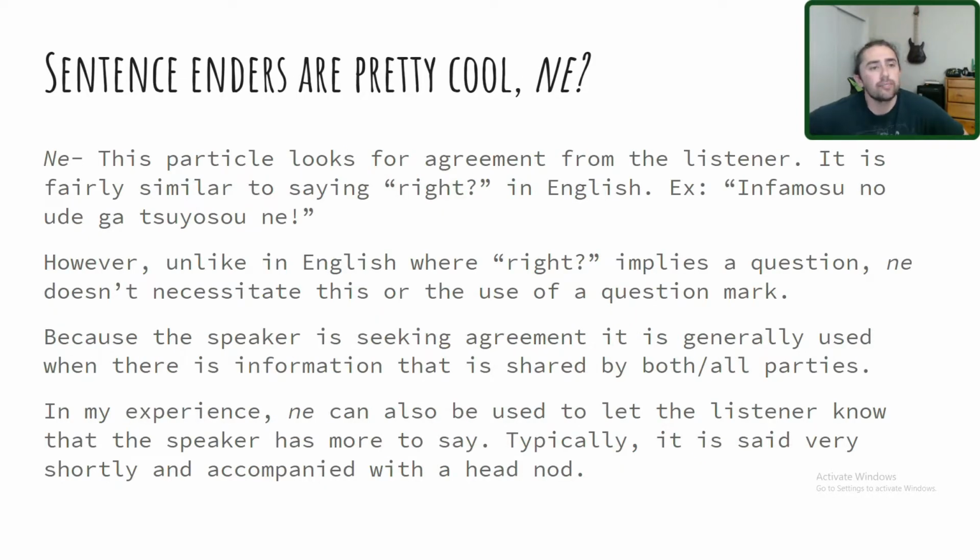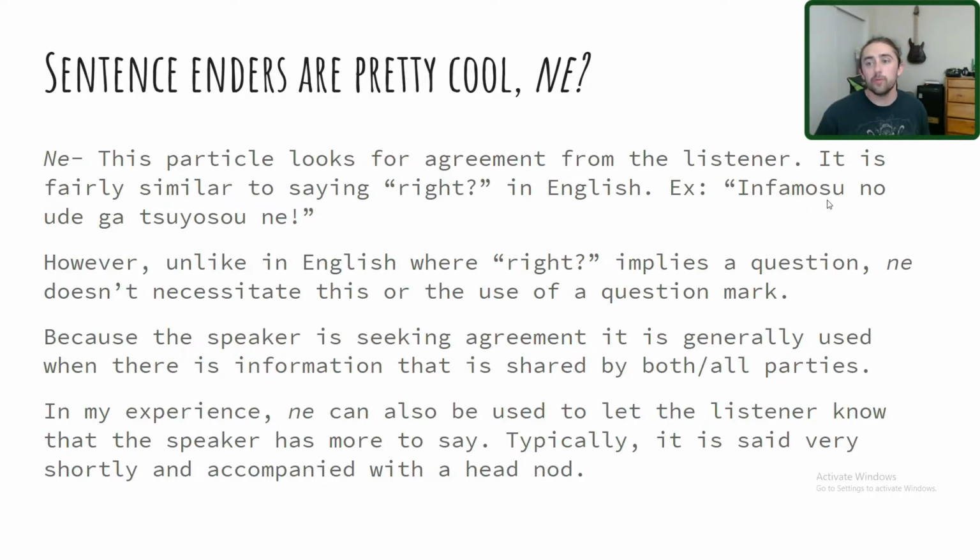Okay. Sentence enders are pretty cool, nay? Let's progress. So, ne. This is a particle that looks for agreement from the listener, okay? It's sort of like in English when we say, oh, this is cool, right? When you say right, you're like, hey, agree with me, you know? I'm right, right? It's sort of like that, is one usage for it. So you could say, for example, infamous no ude ga tsuyousou ne.